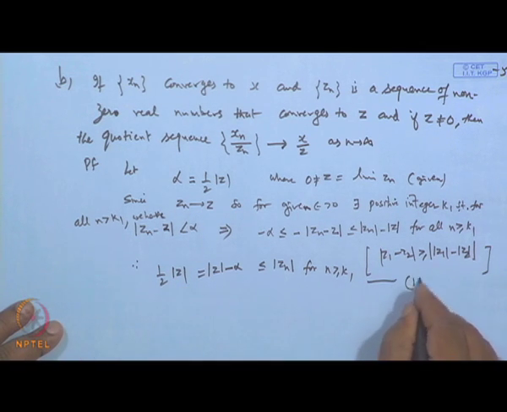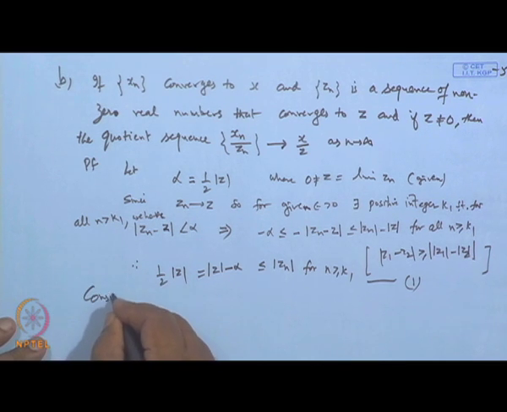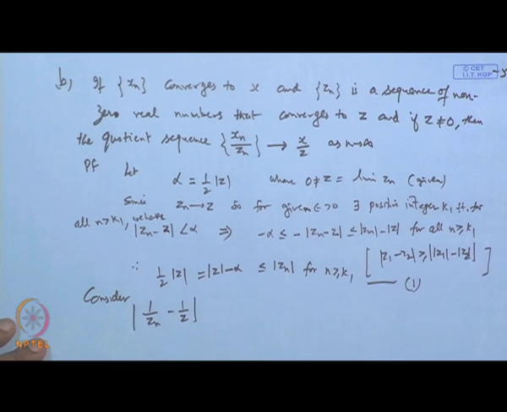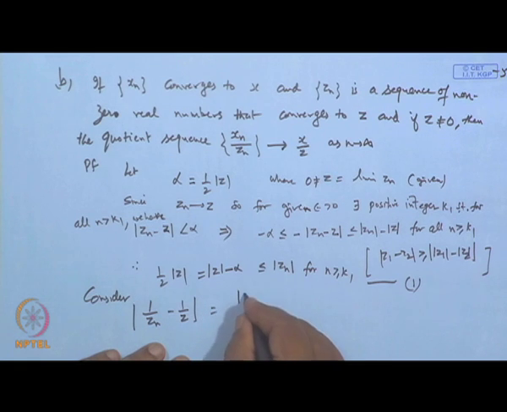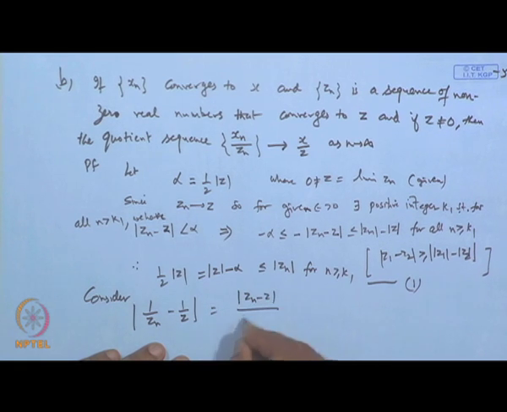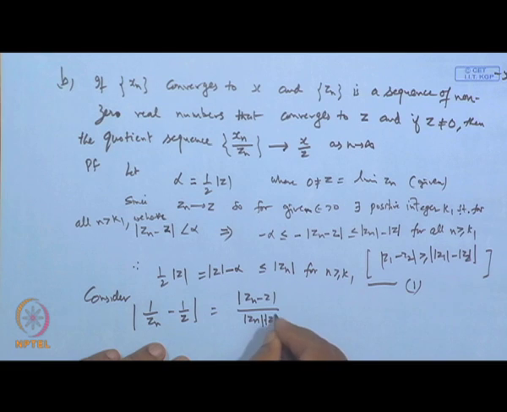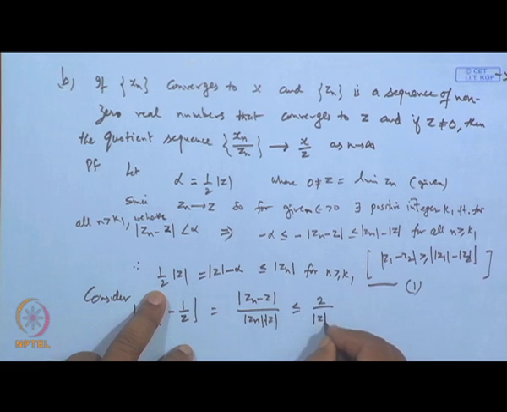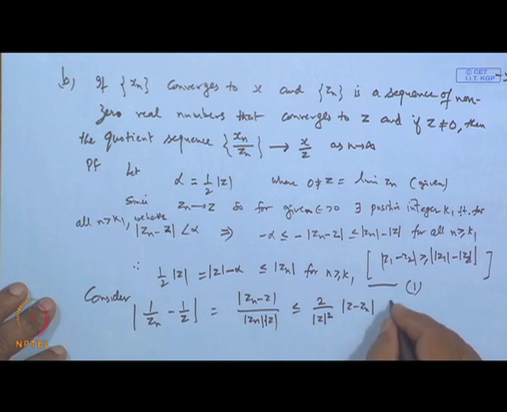Now, use this one. This is say 1. Okay. Now, consider mod of 1 by z_n minus 1 by z. Now, this can be written as mod z minus z_n over mod z_n mod z. But mod z_n is greater than this number. So, it is less than or equal to 2 over mod z square into mod z minus z_n. And this is true for all n greater than or equal to k_1.